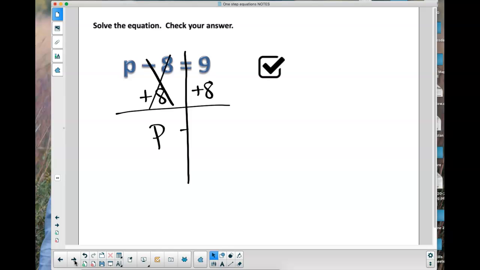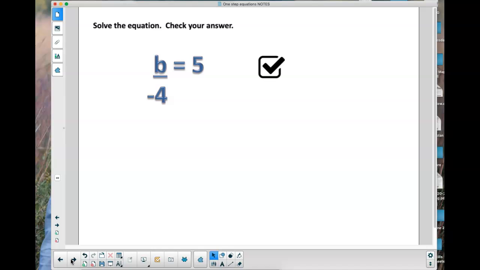So we have P equals 9 plus 8? 17. Here's our answer. Okay? 17 minus 8 is 9. That works. Does it get any harder? Not really. Well, not for today. But how about that? Okay, so what does this mean?